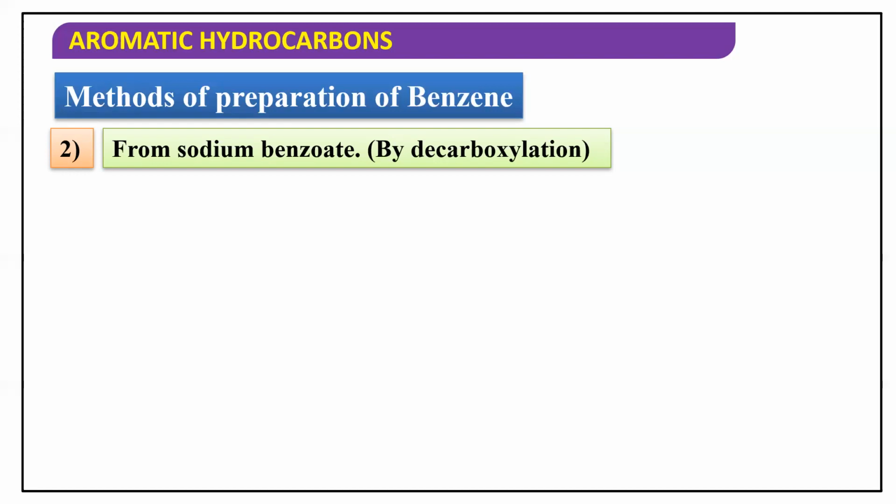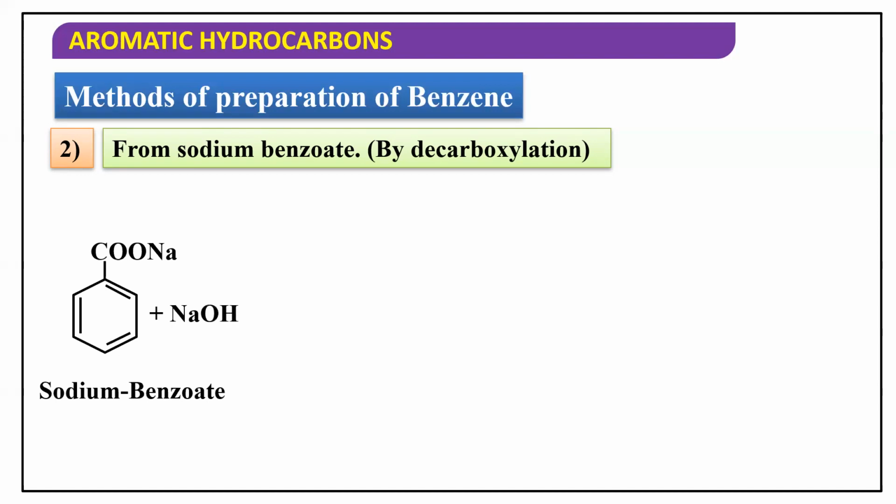So what are we removing? We are removing carbon dioxide. From where are we removing carbon dioxide? From sodium benzoate. So let's have a look at what sodium benzoate is. This is sodium benzoate, which is the sodium salt of benzoic acid. So sodium benzoate, upon reaction with sodium hydroxide in the presence of calcium oxide. So this mixture, a mixture of sodium hydroxide and calcium oxide, is called soda lime.